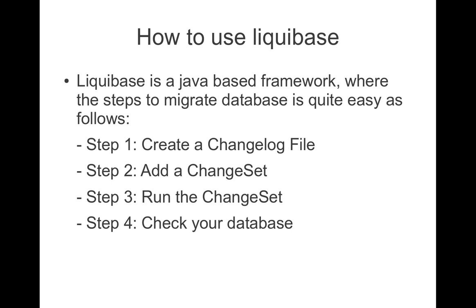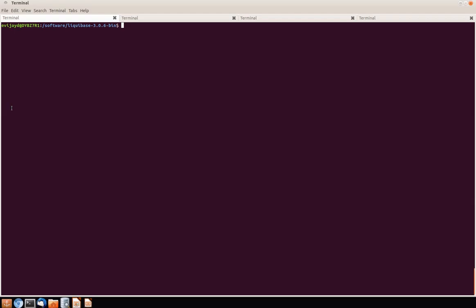So these are the simple steps to use liquibase. If you see, liquibase is a Java-based framework where it has only 4 steps. The first step is to create a log file. Another one is to create a change set. Another one is to run the change set and check your database whether the changes have appeared or not. The terminology change log and change set might be new for most of the people. So I will narrate what is a change log file and a change set.